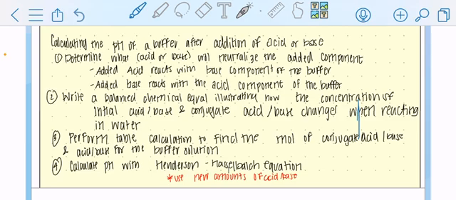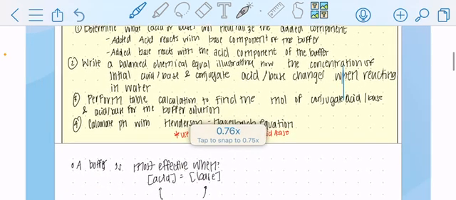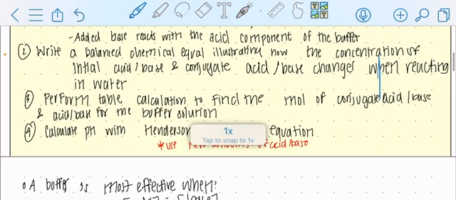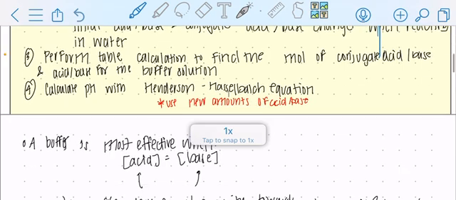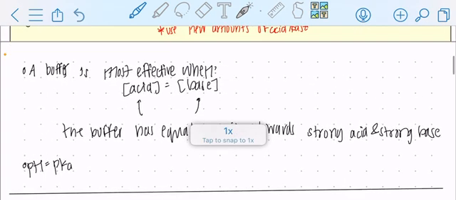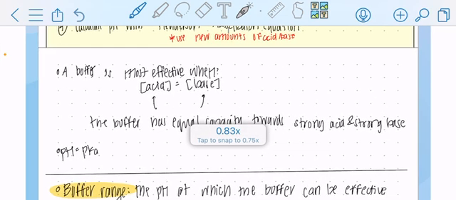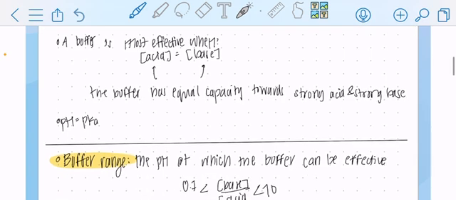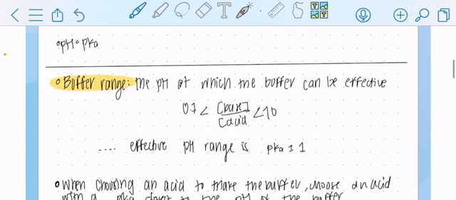Then perform something similar to an ice table for the conjugate acid or base for the buffer solution. Then calculate the pH with the Henderson-Hasselbalch equation. A buffer is most effective when the concentration of the acid is equal to the concentration of the base, because the buffer has equal capacity towards the strong acid and the strong base. When pH is equal to pKa is how you identify how to choose an acid.